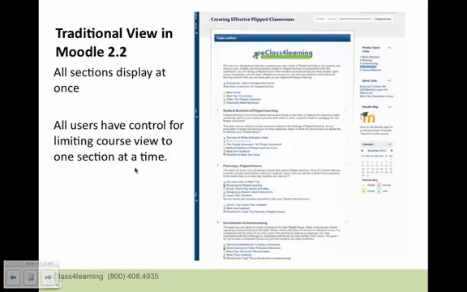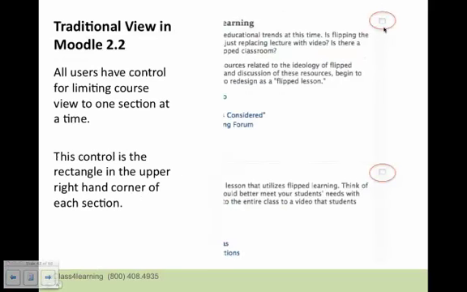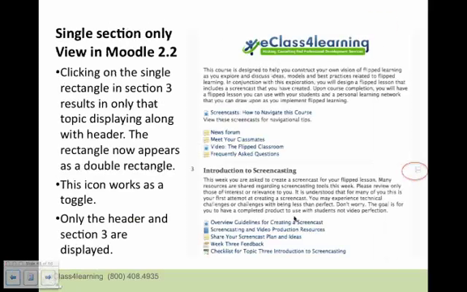Users have control to limit course view to one section at a time using the little square in the upper right-hand corner. So if you click on the little square in the upper right-hand corner, this rectangle controls what I want to see at one time, and I can toggle it so that I am only seeing one section at a time. So that's the double square. Clicking on the single rectangle, this is Moodle 2.2, brings you back to just looking at one section at a time. This is beautiful when you use the section block, or if you set up a table of contents and capture this URL, so when you click to it, it's only showing that. This icon works as a toggle back and forth.